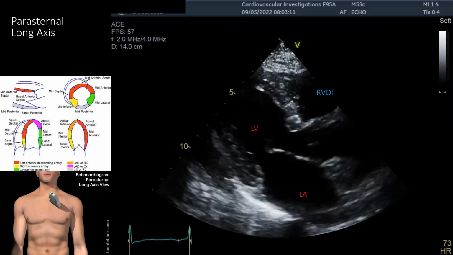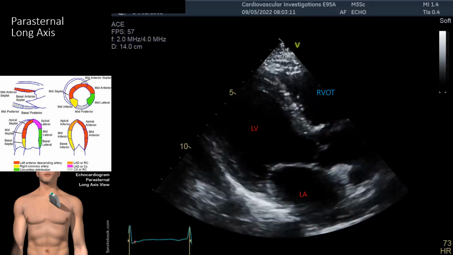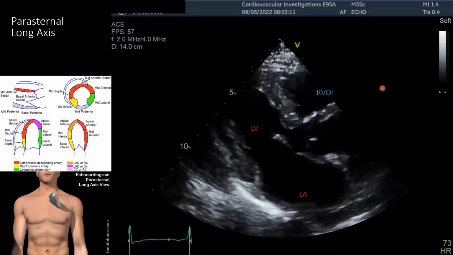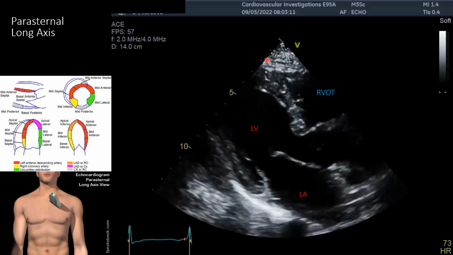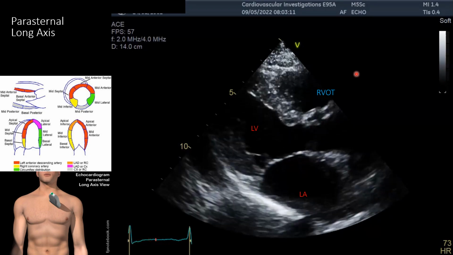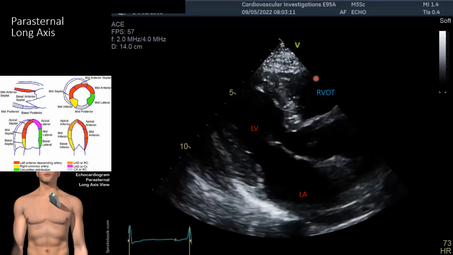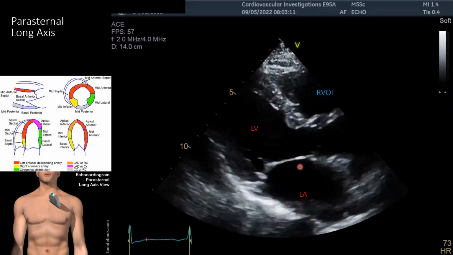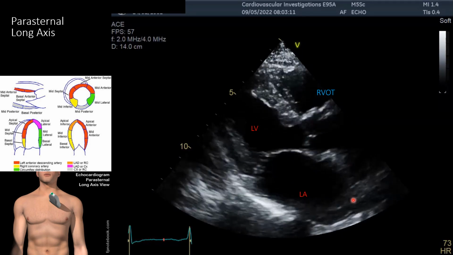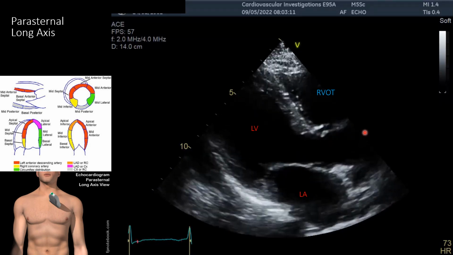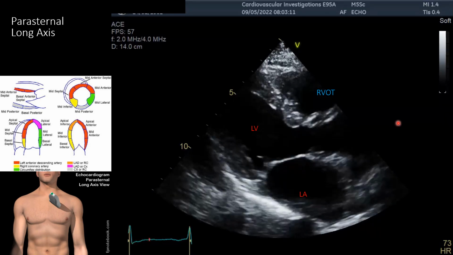The parasternal long axis at a shallower depth now, so that we're focusing on the cardiac structures. We can look for an anterior pericardial effusion, but the typical structures that we see are the right ventricular outflow tract, the left ventricle, and the left atrium, separated by the mitral valve, and then the aortic valve with the left ventricular outflow tract not marked on this picture.